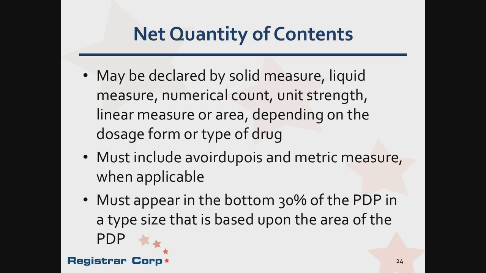The net quantity of contents is also going to be declared on that PDP. Depending on the nature of the drug and the dosage form, you might be using units of measure, either solid measure such as gram and ounce, liquid measure, numerical count for a number of tablets, unit strength, or even linear measure or area, depending on your drug. It has to include both the avoirdupois and the metric measure when applicable, and needs to be in the bottom 30% of that PDP. The type size of the statement is going to be based on the area of the PDP. FDA has 5 different sizes that increase in size depending on the size of that PDP. So you want to carefully ensure that you've got the minimum type size covered for this net quantity statement.